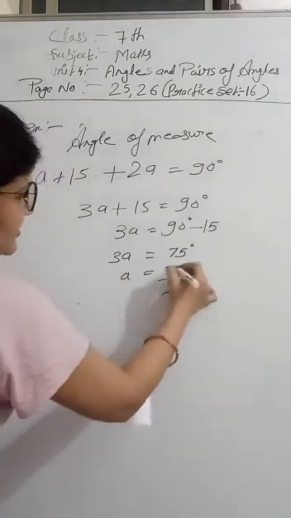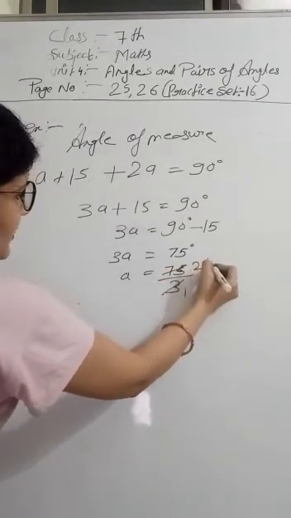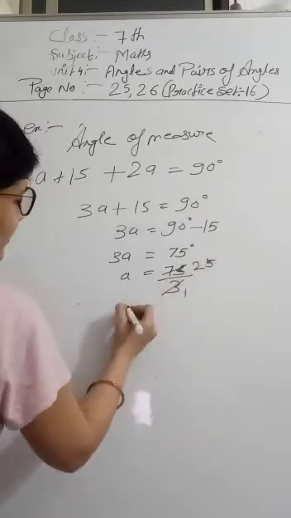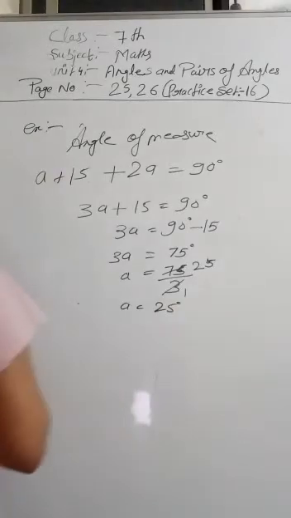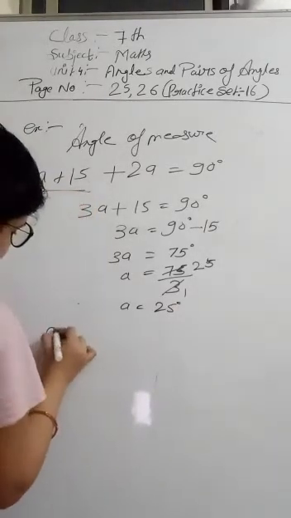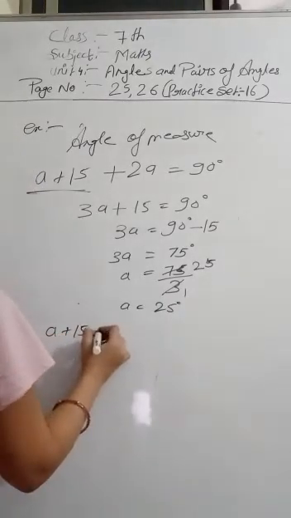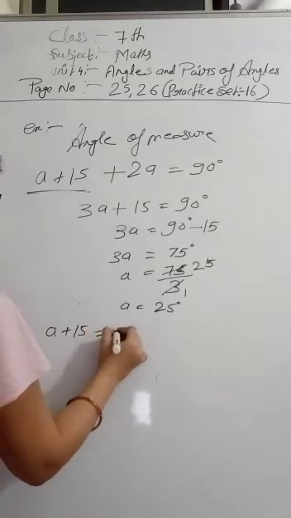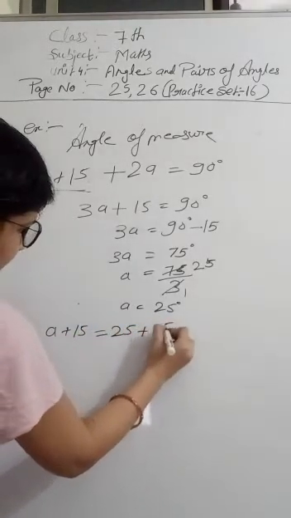3 ones are 3, 3 5s are 15, 2 and 1 is 3... 25. Okay, so now we have to find what? A plus 15. Equal to what will it become? What has A become? 25 plus 15.